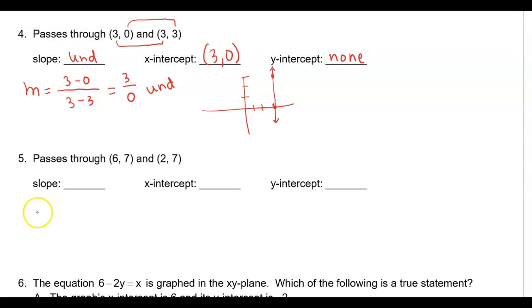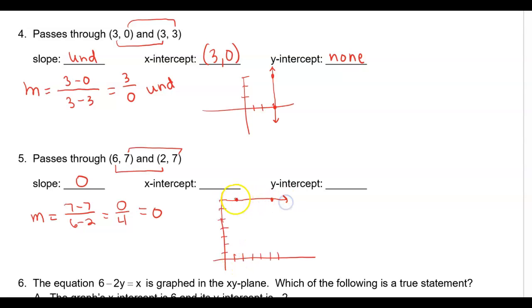Let's calculate slope for number 5. I'm going to do 7 minus 7 in the numerator and then 6 minus 2 in the denominator. That gives 0 over 4, which is equal to 0. When a line has a slope of 0, it's horizontal. Here's a graph. If the line is horizontal, it's only going to have a Y-intercept. That Y-intercept is at 0, 7. You could see that in the Y coordinates of the ordered pairs. There will be no X-intercept.